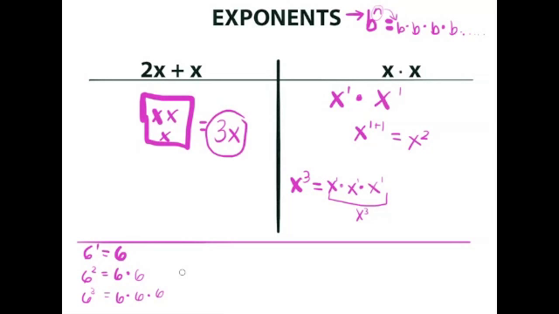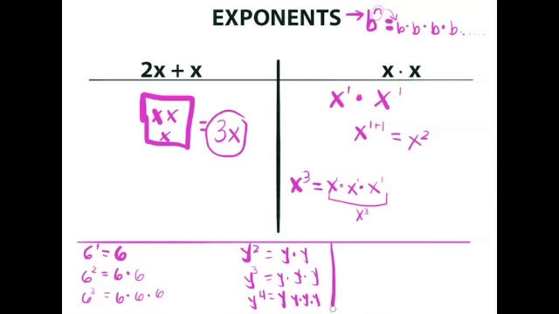The same rules apply even when we just have variables. If I had y squared, that would mean y times y. If I had y to the third, y times y times y. If I have y to the fourth, how many y's am I going to be multiplying together? 4 of them. That's how you can tell.